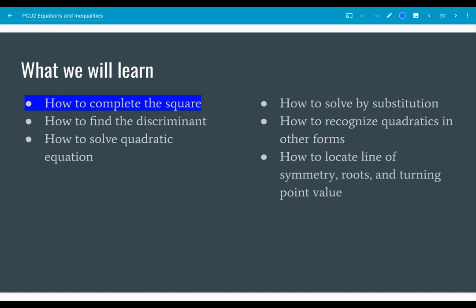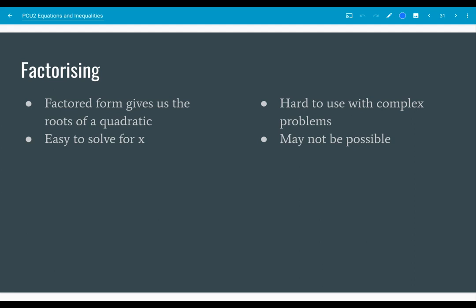So in this video, we're going to look at how to complete the square and factorizing equations. First thing we're going to look at is what's called factorizing. So factorizing is when we get a quadratic equation in factored form to find the roots.